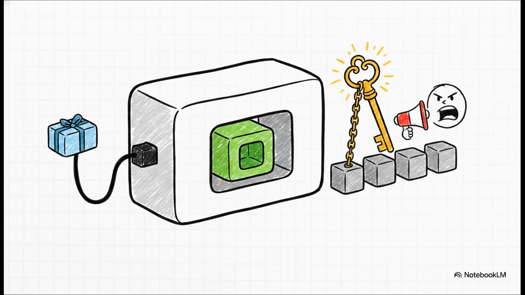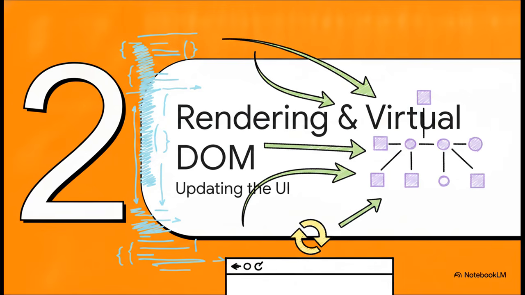And finally, if you're generating lists of components using a map function, you absolutely must use the key prop. This is just a unique string or number that helps React tell one component apart from another. If you forget it, React will definitely yell at you with a big warning in the console. Okay, so we've got all this amazing dynamic code, but how does React actually take it and display it inside the browser? That brings us to Section 2, Rendering and Virtual DOM.